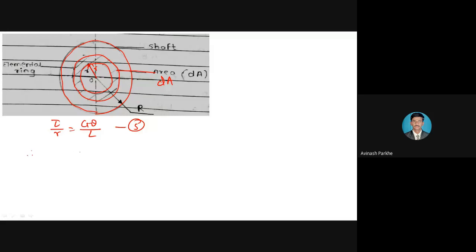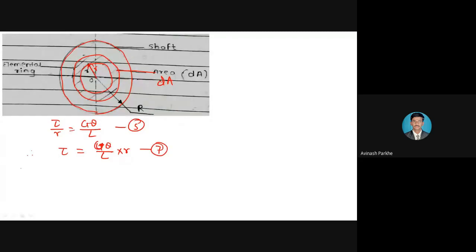And I will write that equation in the form of tau only. Tau is equal to G theta by L into r, equation number 7. I have written the equation in the form of tau only, taking r to the right side. Therefore, I got the equation in the form of G theta by L into r. Let us give it equation number 7.